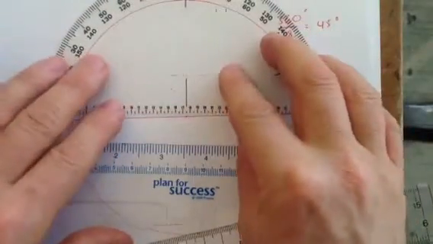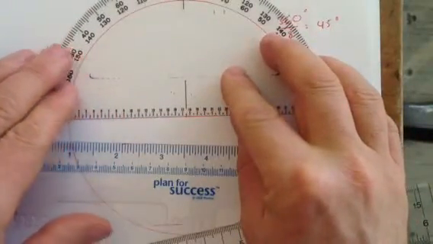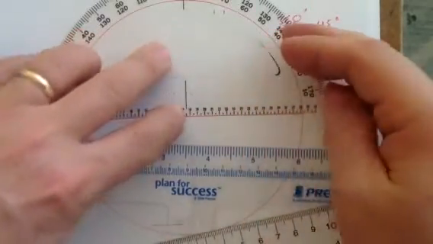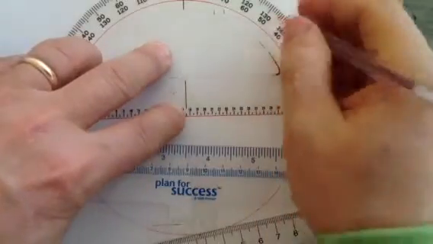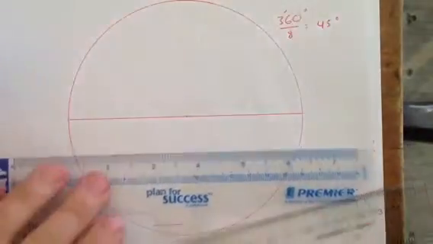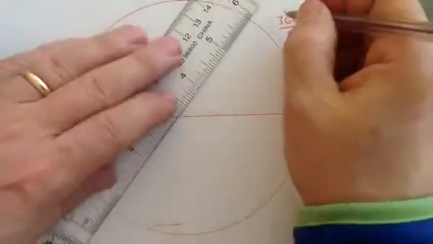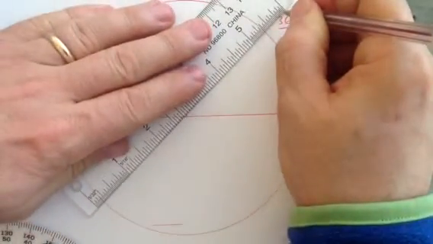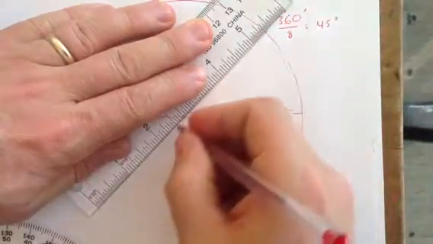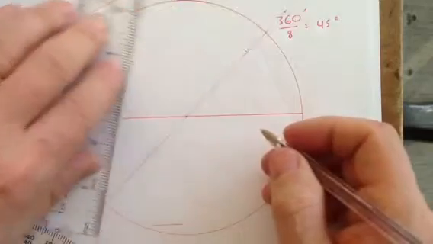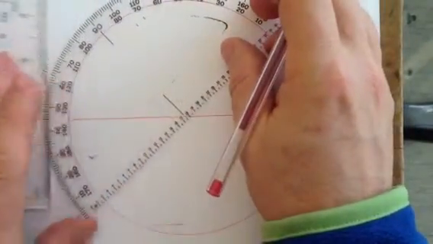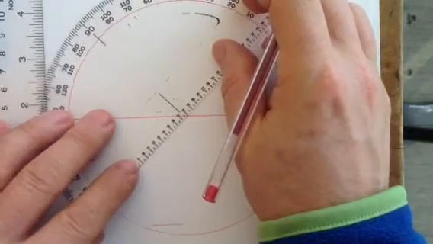Take my handy-dandy protractor and put it centered right on that center dot. And I'm measuring 45 degrees, so here's 40, here's 45 degrees right there. So I'm going to draw a line right from there through the center, and draw another diameter. Okay, and I can keep doing that. I can keep measuring 45 degrees, all right?